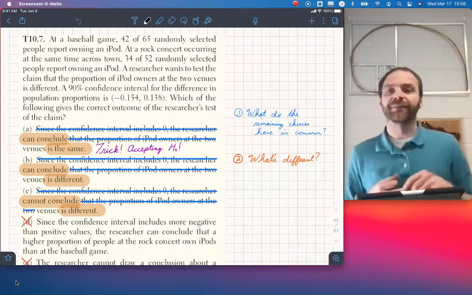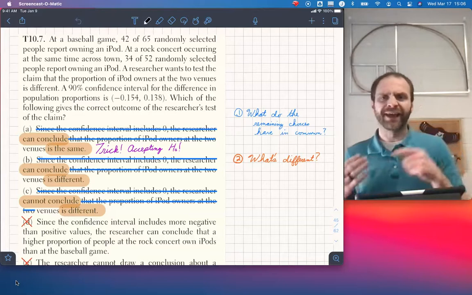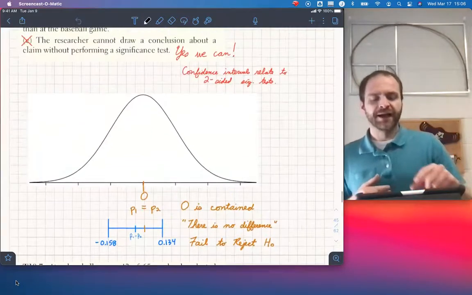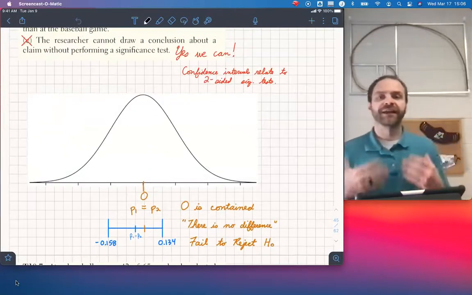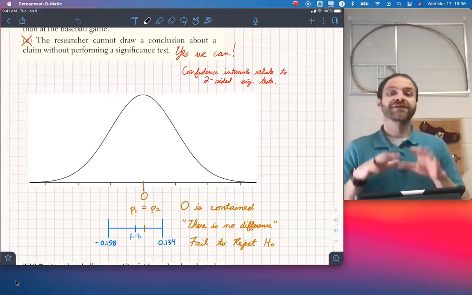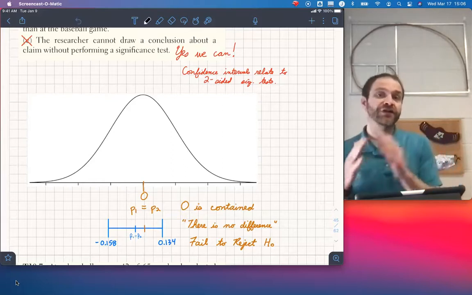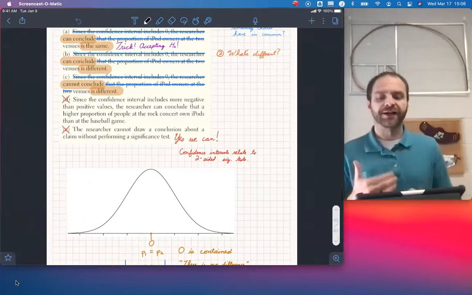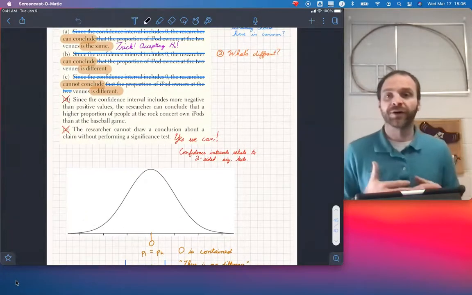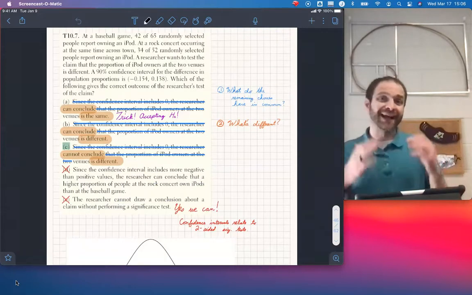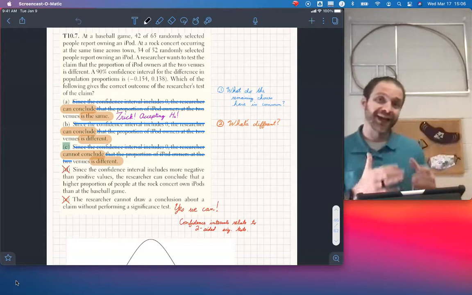B and C, if I'm looking at those, I can conclude is different. I cannot conclude is different. So really, I want to see this. Is 0 captured in my interval? And in this case, it is. That means there is no significant difference. I fail to reject the null. So if I fail to reject the null, I can conclude is different or I cannot conclude is different. Well, if I fail to reject, then I'm saying I do not have enough evidence to say they are different.